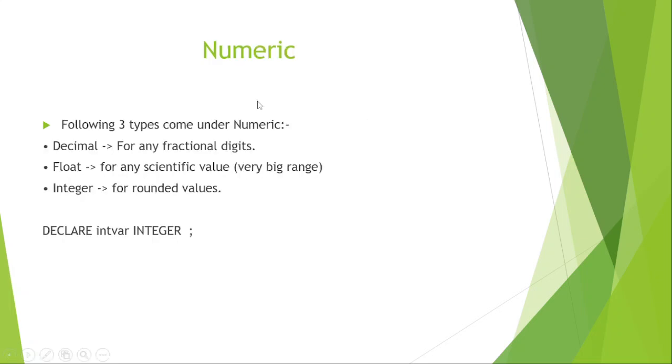Okay, now let's come to the numeric types. In numeric we have three types: decimal, float, and integer. For fractional digits we use decimal. For float, if you have a scientific value or a very big value, then we call it a float, and for a round value we call it an integer. And this is the syntax we use to declare a numeric value.